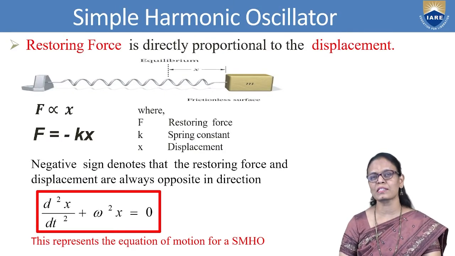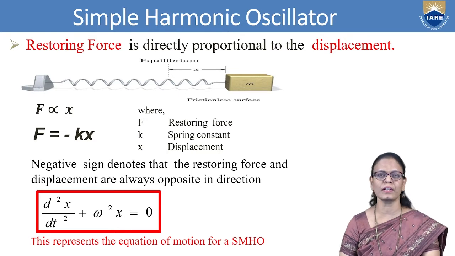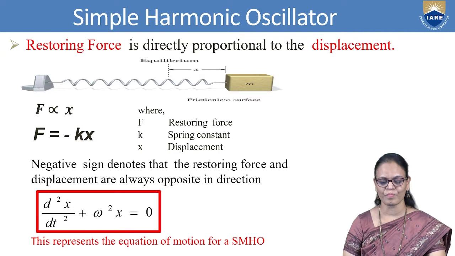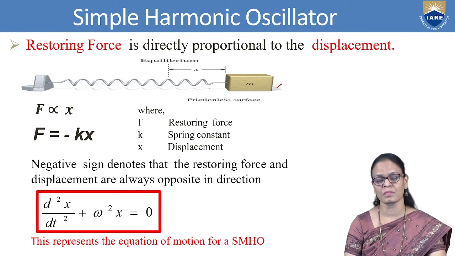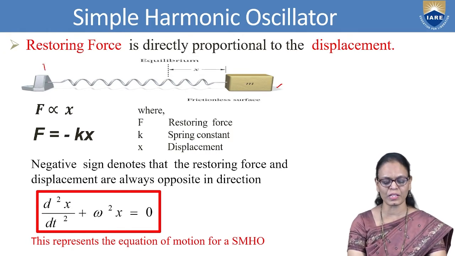Now, before we start with forced harmonic oscillator, it is very important to recollect what is a simple harmonic oscillator and then what is a damped harmonic oscillator. In simple harmonic oscillator, what we have seen is we have a block of mass m which is attached to a spring. One end of the spring is attached to the block of mass m and the other end is attached to a fixed support.